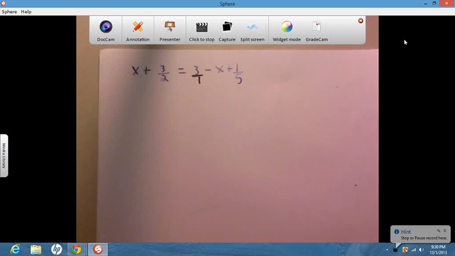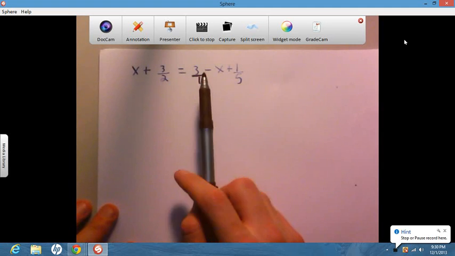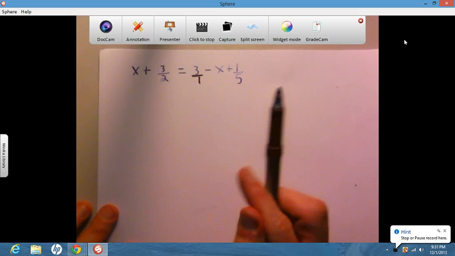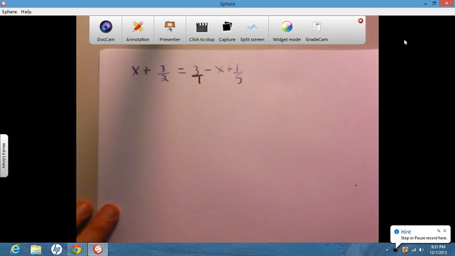Okay, so we're going to work on this problem over here that was asked in the discussion. And all I did was, instead of 3, I wrote 3 divided by 1. So we're going to start off solving this the way that was presented in the discussion. And let's multiply both sides by the common denominator.